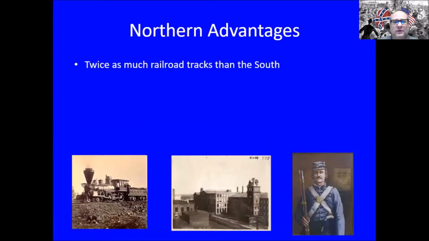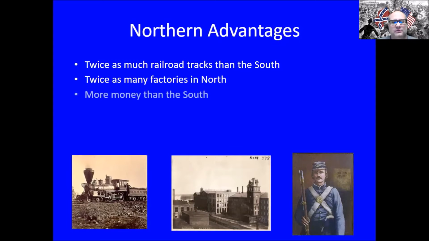The North has some major advantages. Twice as many railroads as the South, to get troops and materials from one place to the other. Twice as many factories as the South. All right, so you can mass produce things a lot more quickly than the South. More money. They already have a monetary system in place up there.